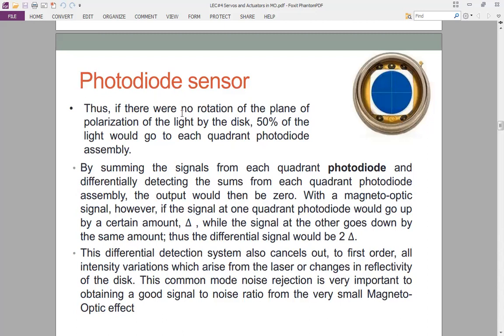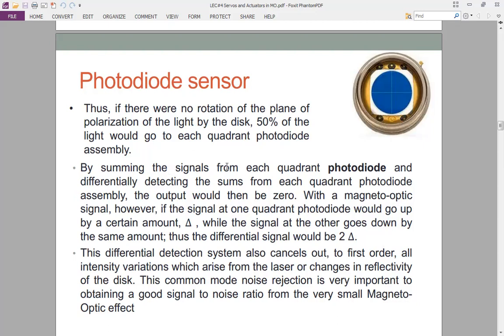One is to track the focus, the other one is for tracking the servo. And that if there were no rotation of the plane of polarization of light by the disk, 50% of the light would go to each quadrant photodiode. I will go back to the diagram to explain this. If there is no rotation of the plane of polarization of the light by the disk, 50% of light will go to each quadrant photodiode assembly.